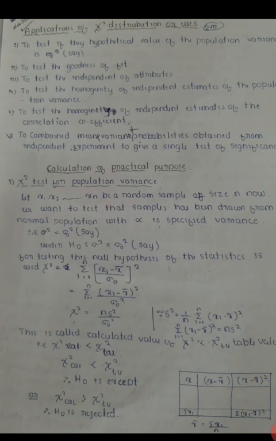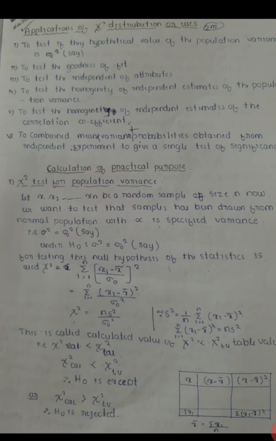For testing this null hypothesis, the statistic used is chi-square is equal to summation i is equal to 1 to n, into bracket xi minus x bar upon sigma naught whole square, that is equal to summation i is equal to 1 to n, xi minus x bar whole square by sigma naught square, that is equal to n s square upon sigma naught square.